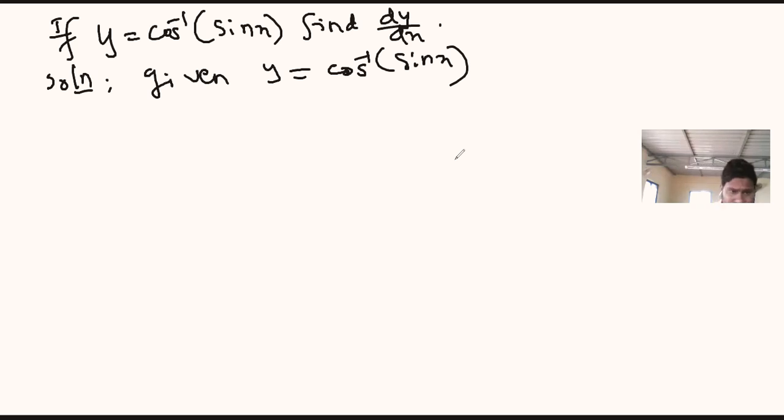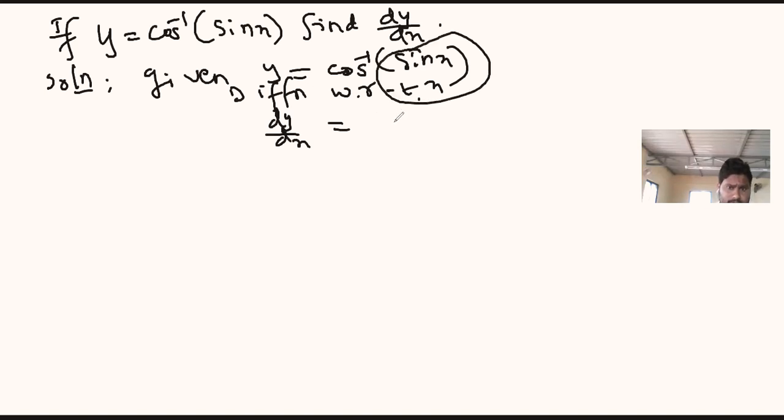Okay. So differentiate with respect to x. So dy by dx is equal to derivative of cos inverse of sin x. You know the derivative of cos inverse x. If we treat sin x as x, then the derivative of cos inverse x is minus 1 divided by square root of 1 minus x square, that is 1 minus sin square x, into the derivative of sin x. Then the derivative of sin x is cos x.